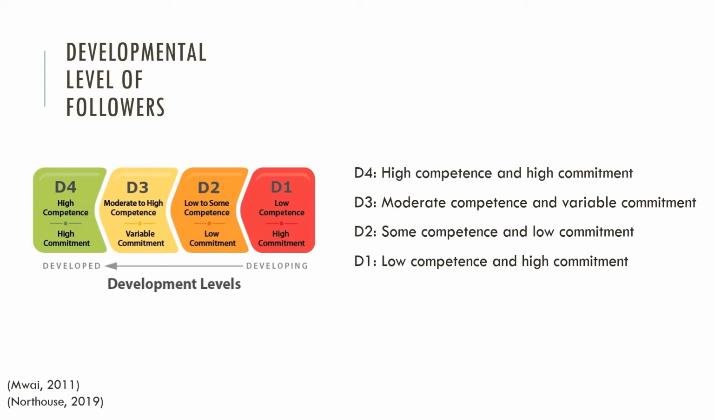D2 shows some competence and low commitment. This is when the follower has some ability but is not motivated to accomplish tasks. The follower has little experience on the task, but due to the expectation, they lose motivation to work on it. And lastly is low competence and high commitment, which is when the follower lacks the ability but is motivated.